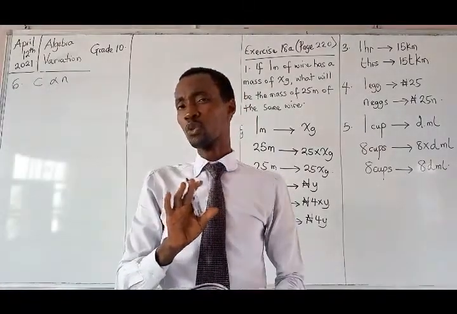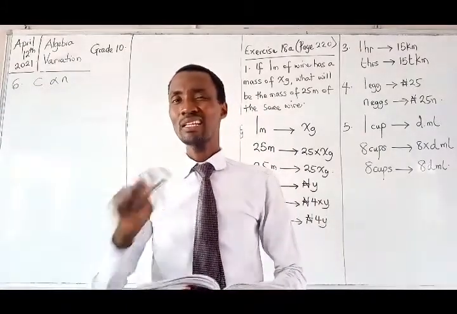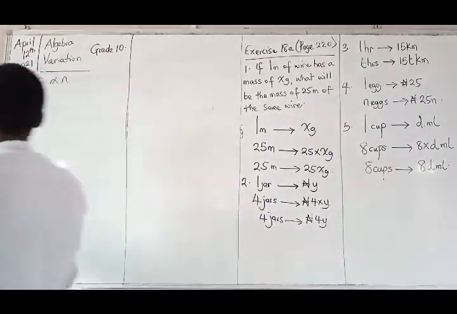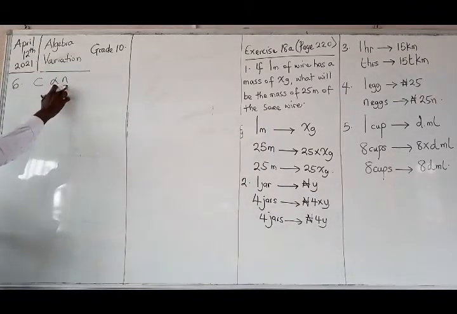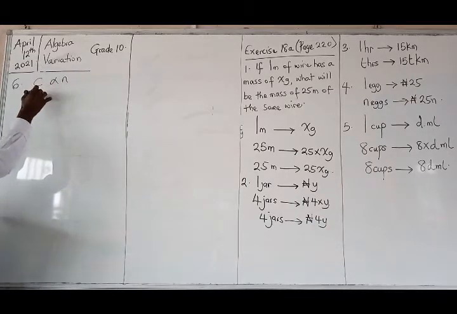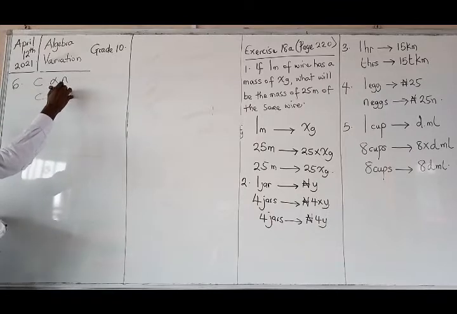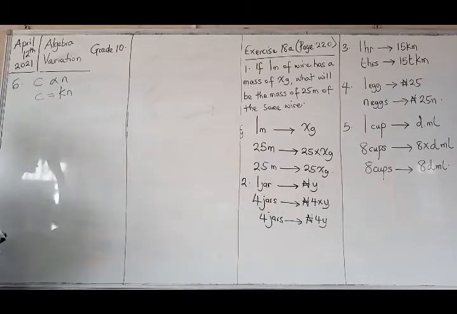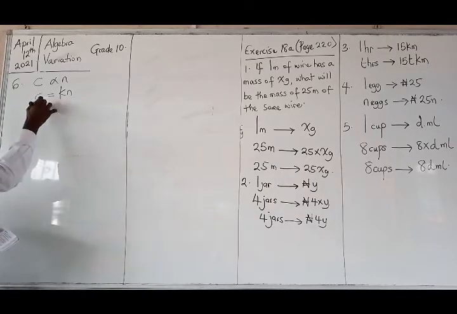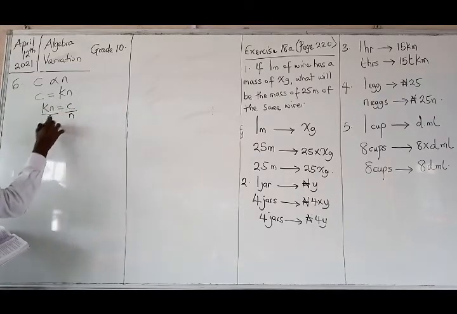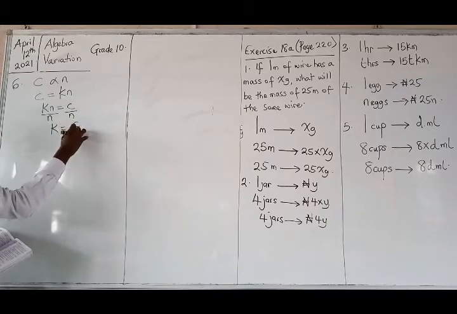So my approach to solving questions now will be to take each aspect of the question gradually. Now, you have C proportional to n. The first thing we said is to change this to equal to k. So this will now be C equal to kn. That's the first thing you need to do. After doing that, you then make k the subject of the formula. So this means that kn will be equal to C. I divide both sides by n, and I have that k is equal to C over n.